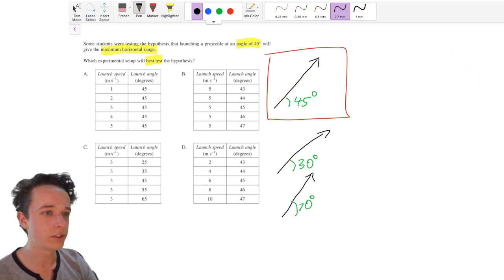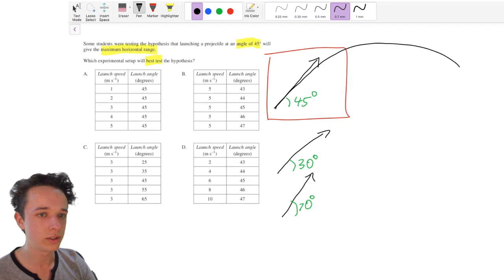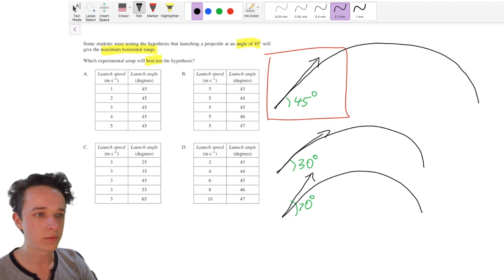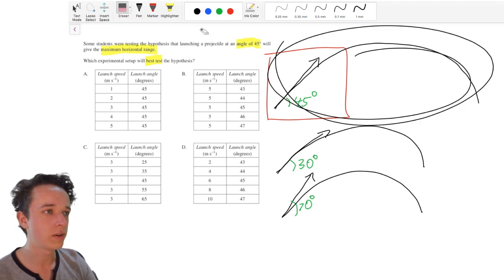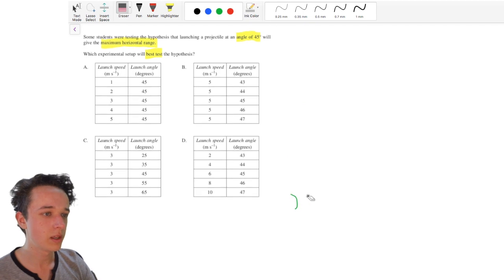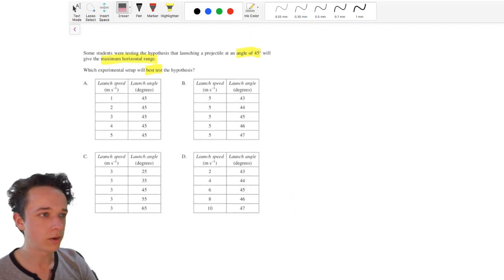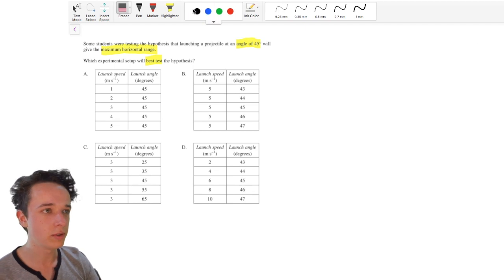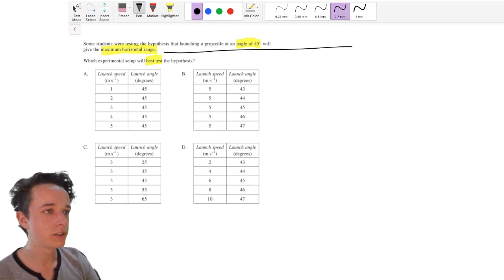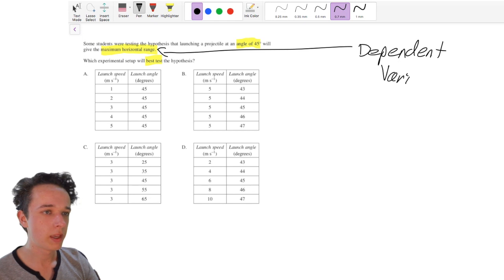It will have the furthest range. So it'll go here. This one will be shorter than that. This one will also be shorter than that. So they're saying that this one will win in terms of how far it goes horizontally. So how would you test that? Well, the dependent variable in this situation is the horizontal range. So the horizontal range is the dependent variable. And the angle which the projectile is launched at is the independent variable.